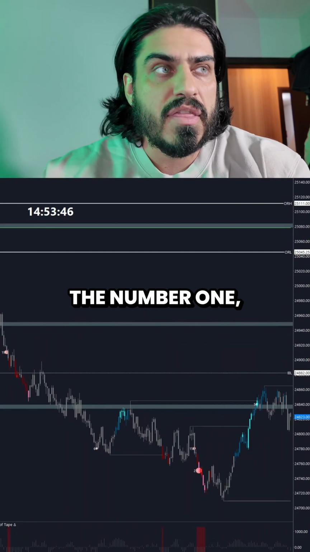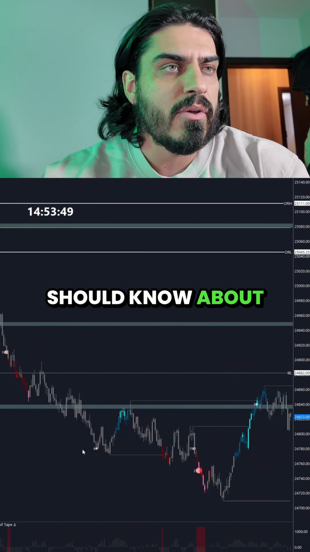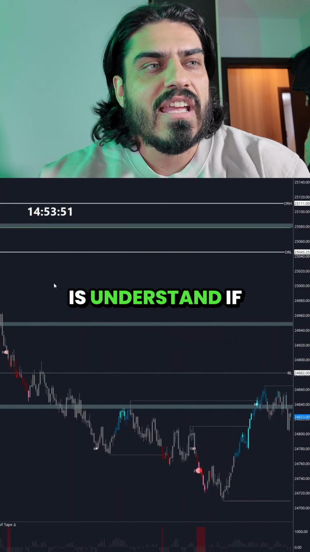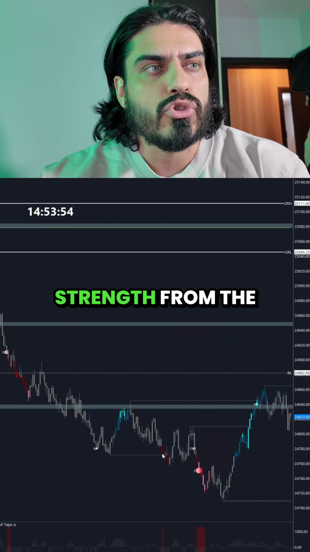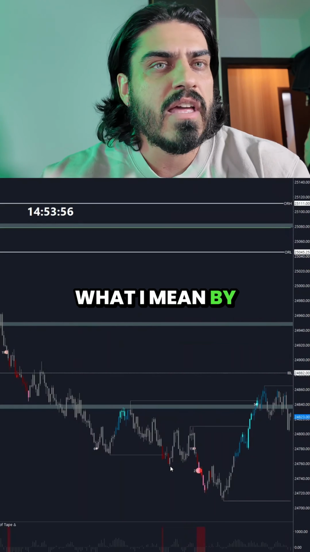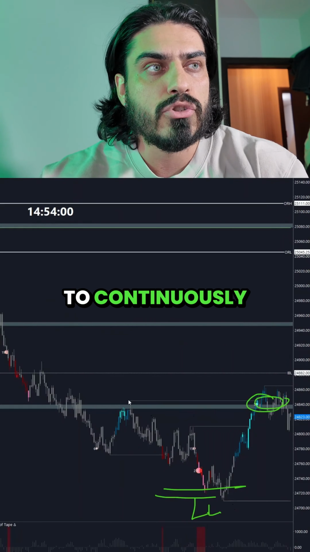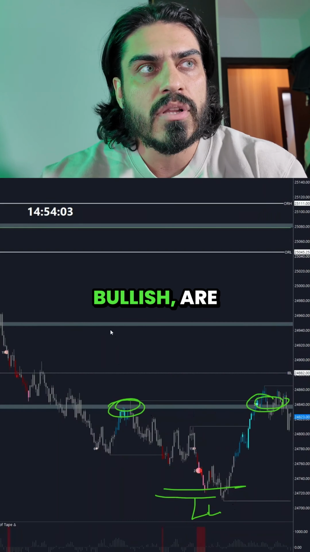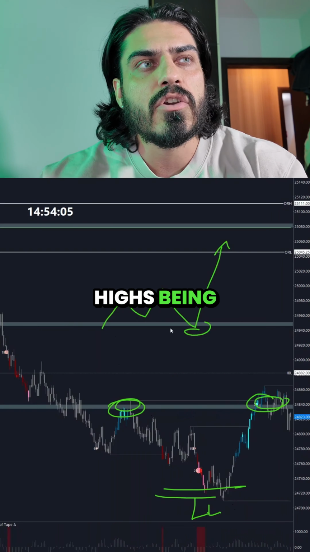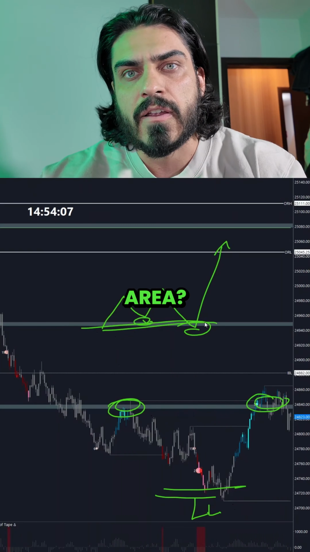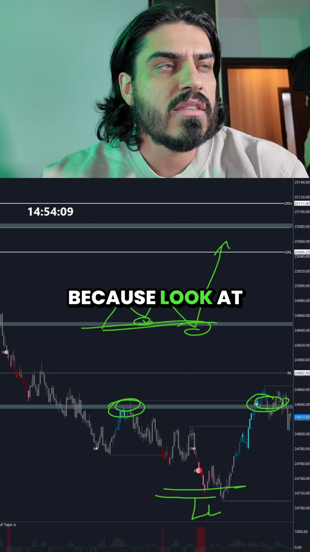The number one thing that I think traders should know about these situations is to understand if there's actual directional strength from the area. What I mean by that is if you're bearish, are there lower lows to continuously try to short the same area? If you're bullish, are there higher highs being created from the impulse of that area? That's going to save you a lot because look at this instance.